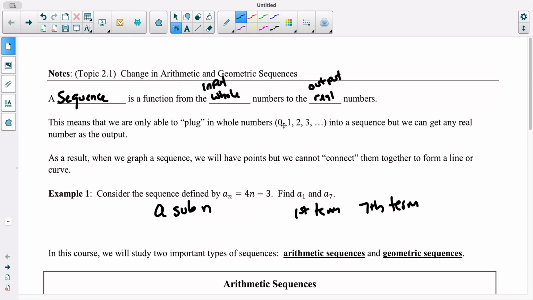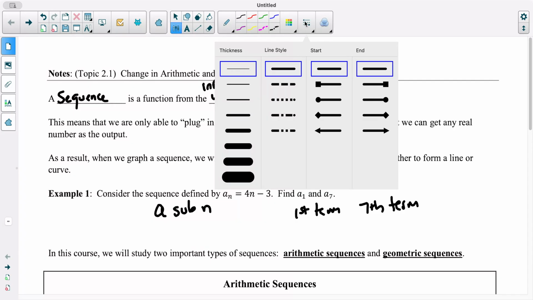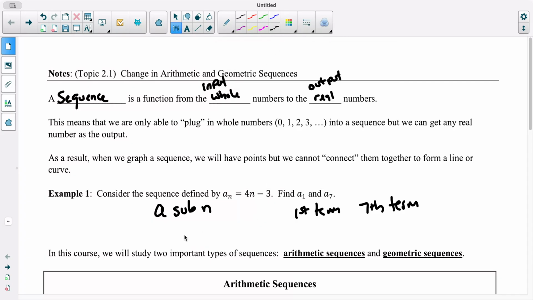Now I need you to notice something. When we talked about the input, we said the whole numbers. The whole numbers start with 0. Okay, so arithmetic and geometric sequences always start with the 0th term, so a sub 0. All right, but when you have the sequence already written, it's basically just plug and chug. You're going to substitute it in and simplify and see what you get.